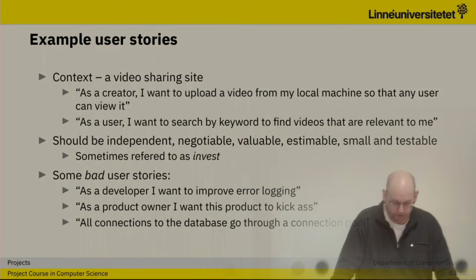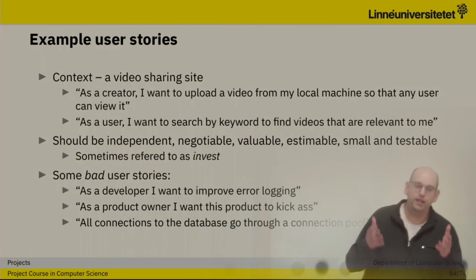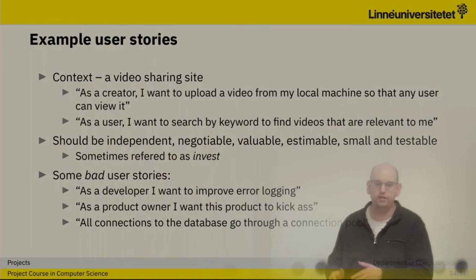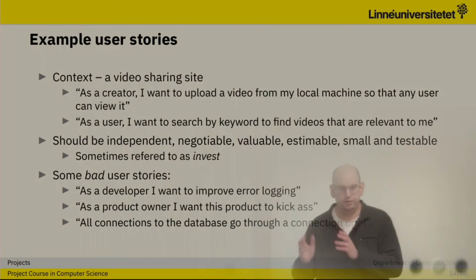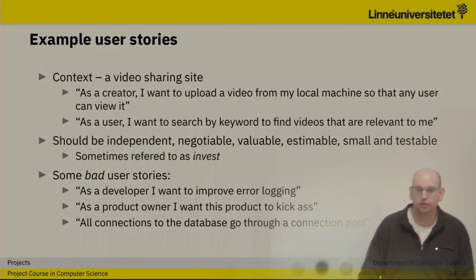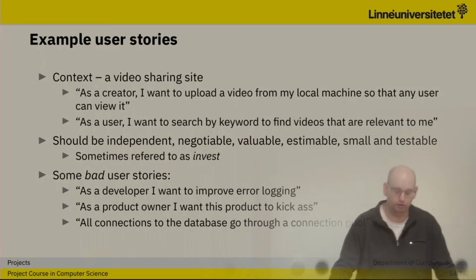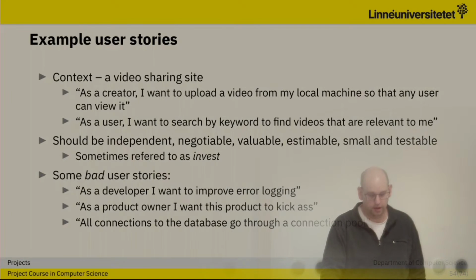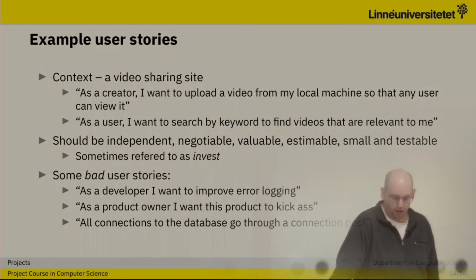As a user, I want to search by keyword to find videos that are relevant to me. And that implies that we need to have keywords for each and every video. And it also implies that we need to store this in a way so that we can search for it. As it says here, we can use something called INVEST, which is independent, negotiable, valuable, estimable, small, and testable. And if you go for testable, you're going quite long.